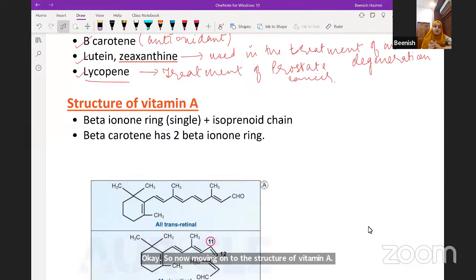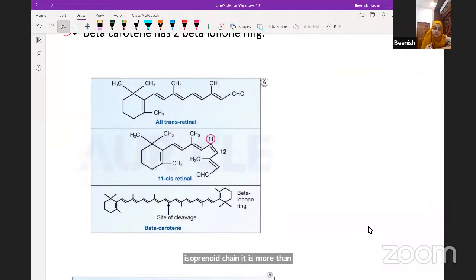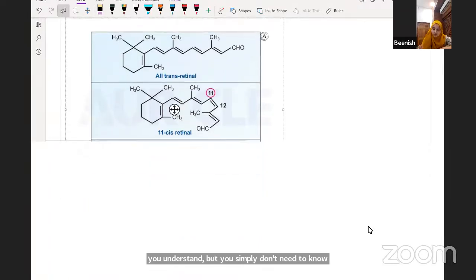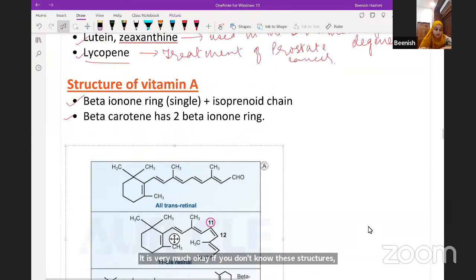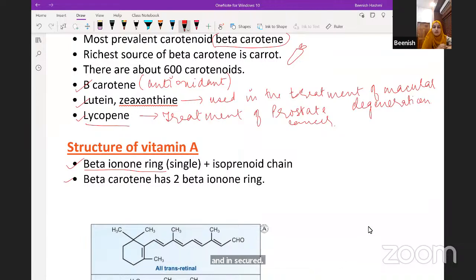So I'm just telling you, if you just remember that it is composed of ionone rings and an isoprenoid chain, it is more than enough. Although for clarity purposes I have shown these images so that you understand, you simply don't need to know these structures. It is very much okay if you don't know these structures. What you need to know is, sometimes you might get asked in an MCQ how many rings are present, or the structure of the vitamin has the following. So only these two lines are more than enough.